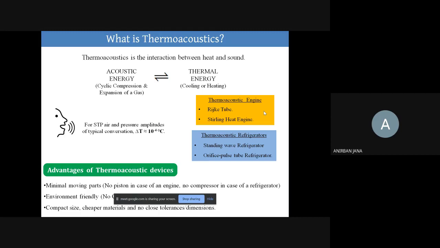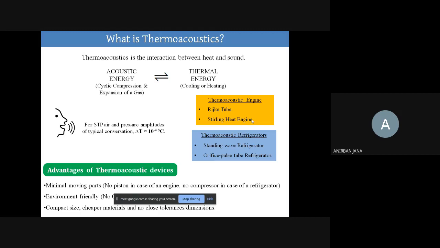Thermoacoustic effects occur every time we speak, but the temperature effect is so small that we don't really feel it. Now, the main motive behind studying thermoacoustic devices is that there are minimal moving parts because we only need a speaker, a stack, and a resonator tube. I'll come to the components, but there are very few components for a thermoacoustic device.